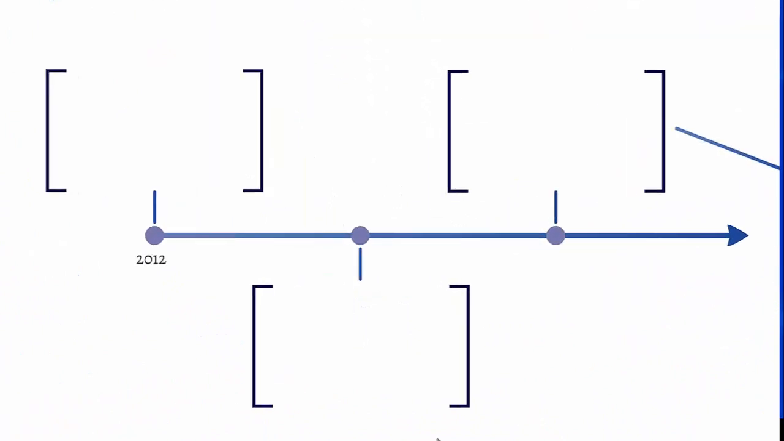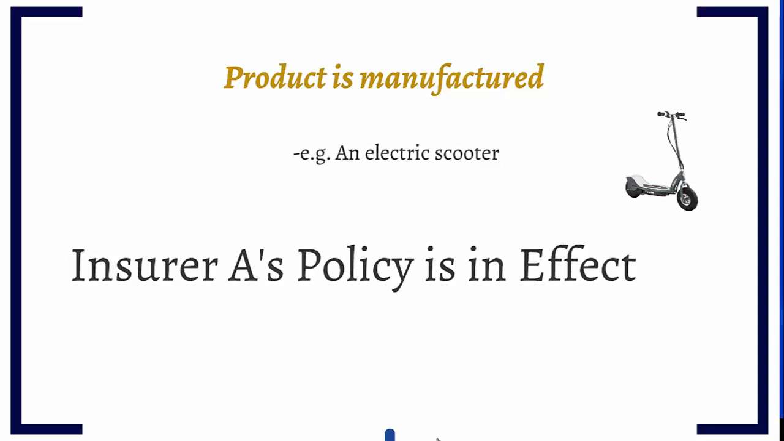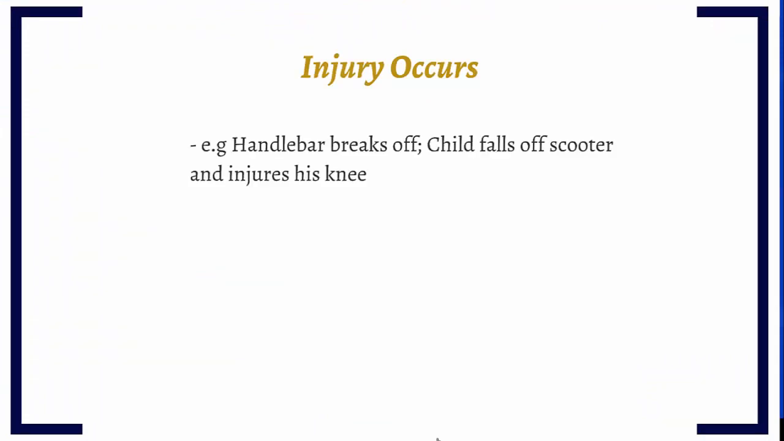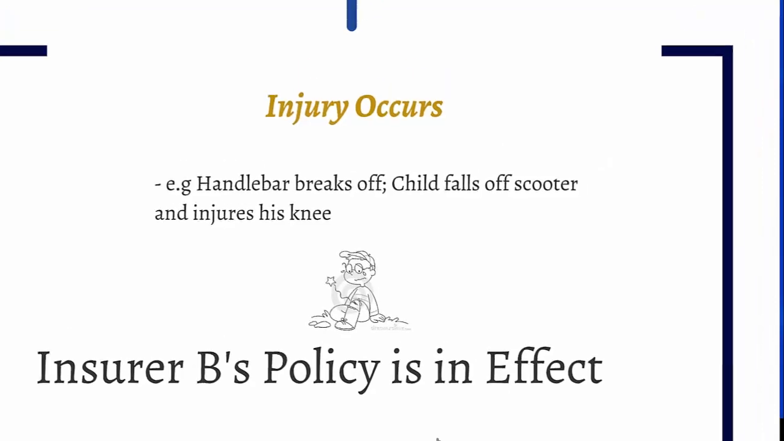Let's look at 2012, 2016, and 2017. And our example will be an example of products liability. We'll start with when the product is manufactured. For example, an electric scooter. In 2012, Insurer A's policy was in effect. In 2016, the insurer changes policies, but this is the year when the injury occurs. A handlebar breaks off of the scooter and a child falls off the scooter and injures his knee. In 2016, Insurer B's policy is in effect.